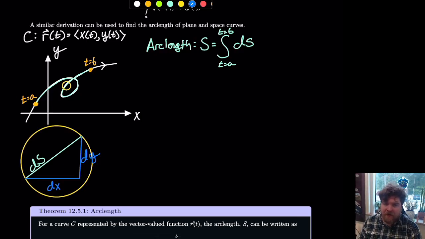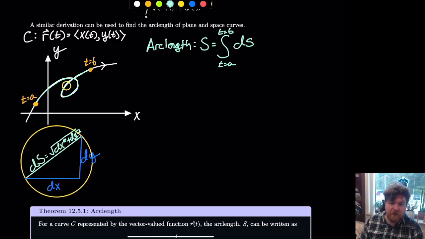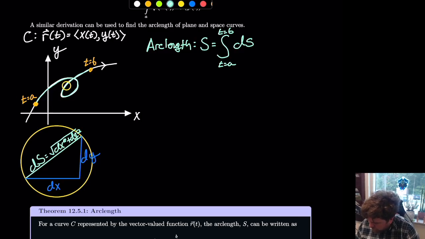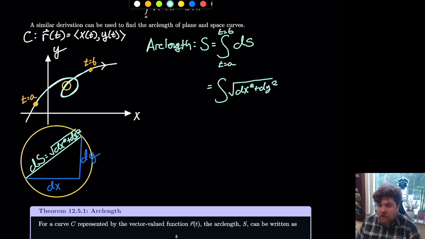So instead of thinking about that little piece of arc length as some ds, we can apply Pythagorean's theorem, and think about ds as being the square root of dx squared plus dy squared. Now we can come up to our integral and replace that ds with a square root of dx squared plus dy squared. And our limits of integration are still in terms of t. We're still going from t equals a to t equals b. And because our integrand is not in terms of t and our differential is not in terms of t, I'm going to explicitly write the integral from t equals a up to t equals b.